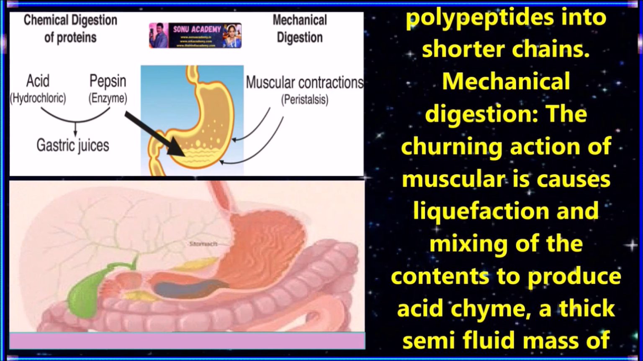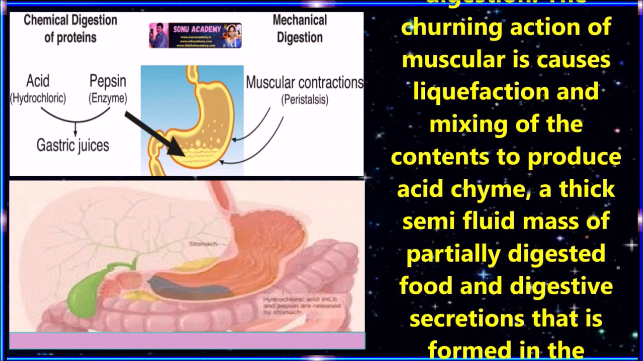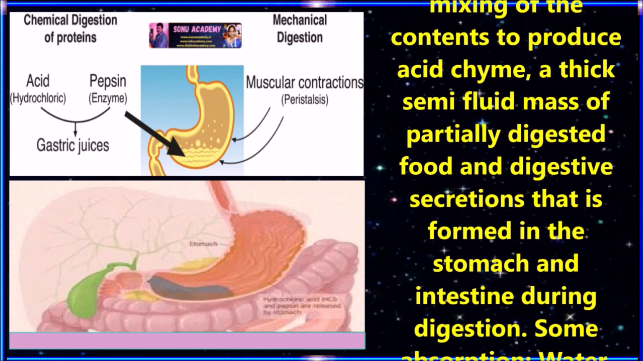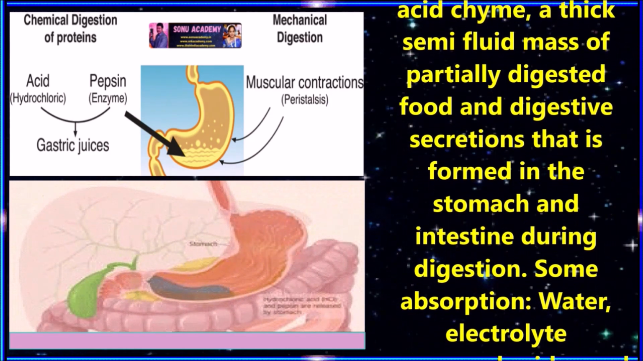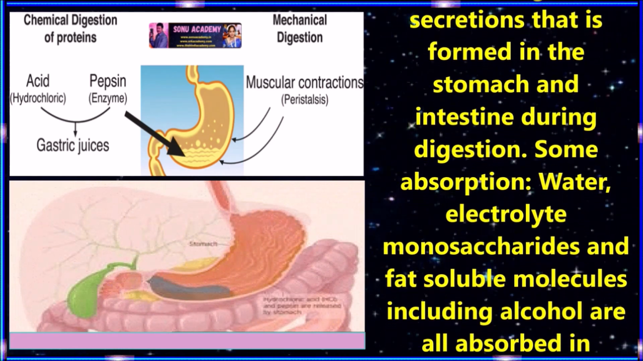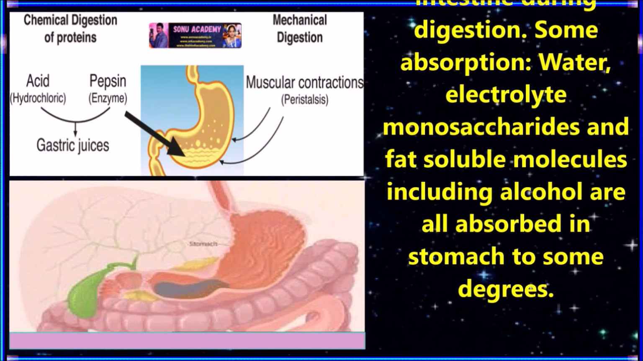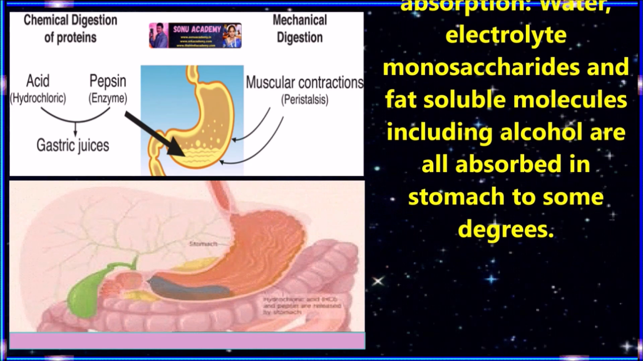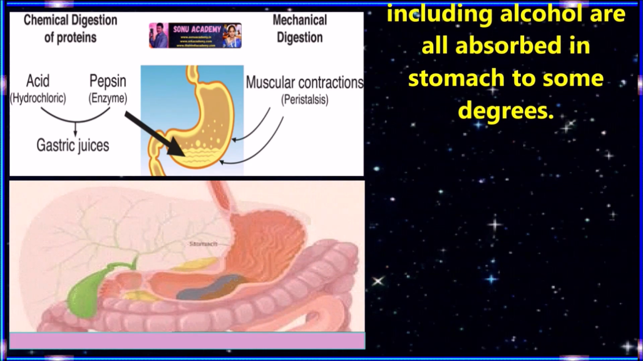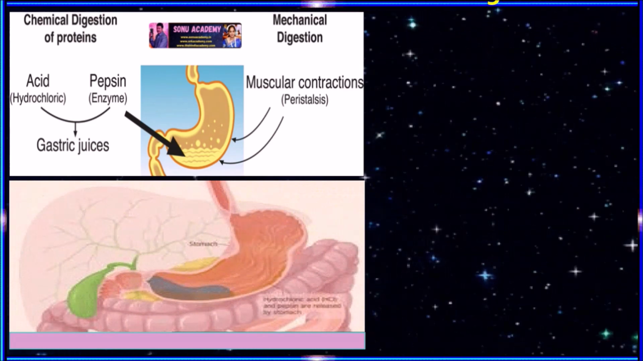After chemical digestion, the next function we'll discuss is mechanical digestion. The churning action of muscles causes liquefaction and mixing of the contents to produce acid chyme, a thick semi-fluid mass of partially digested food and digestive secretions that is formed in the stomach. After that, it undergoes some absorption: water, electrolytes, monosaccharides and fat-soluble molecules including alcohol are all absorbed in the stomach to some degree.